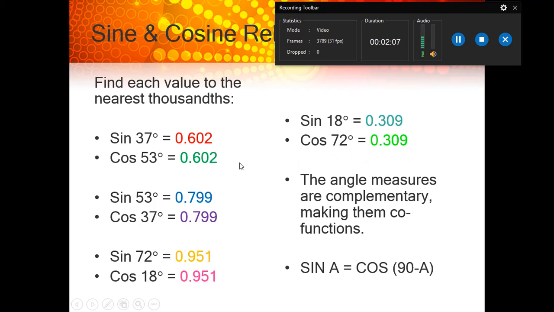The reason that this happens is sine and cosine are considered complementary functions. You'll also notice that the numbers that are grouped together, 37 and 53 or 18 and 72, are going to add up to 90, making them complementary angles. So sine and cosine, with their angle measures adding up to 90, are considered co-functions, complementary functions. So this generic setup where sine of A is equal to the cosine of 90 minus A, they're always going to be equal values.